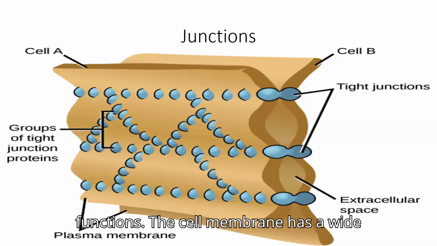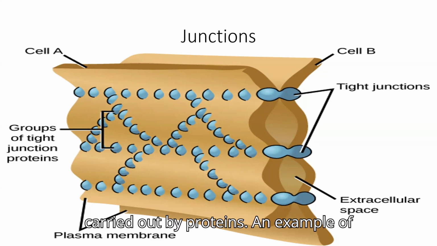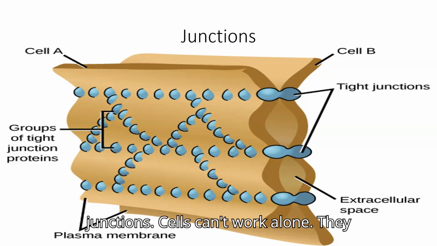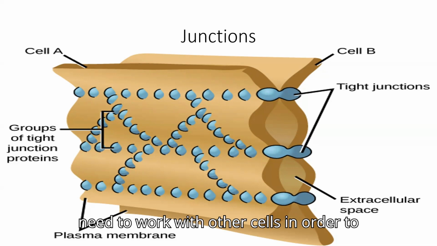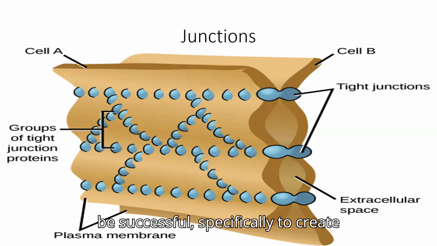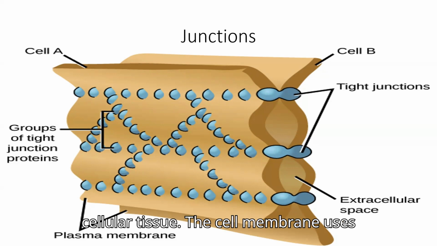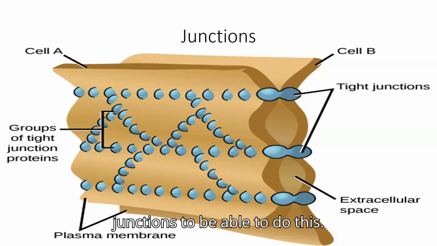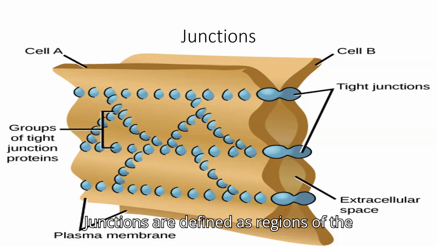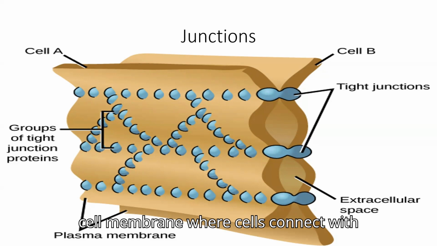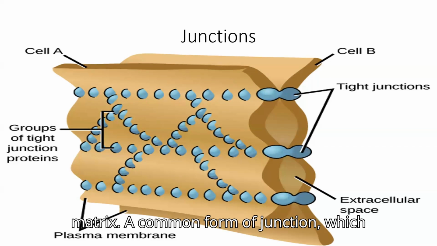The cell membrane has a wide variety of functions, most of which are carried out by proteins. An example of this, which you can see here, is junctions. Cells can't work alone. They need to work with other cells in order to be successful, specifically to create cellular tissue. The cell membrane uses junctions to be able to do this. Junctions are defined as regions of the cell membrane where cells connect with each other or with the extracellular matrix.